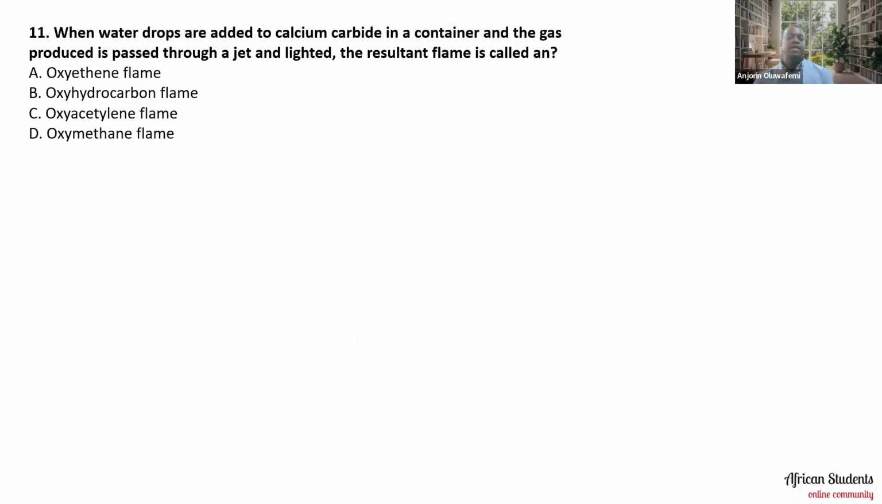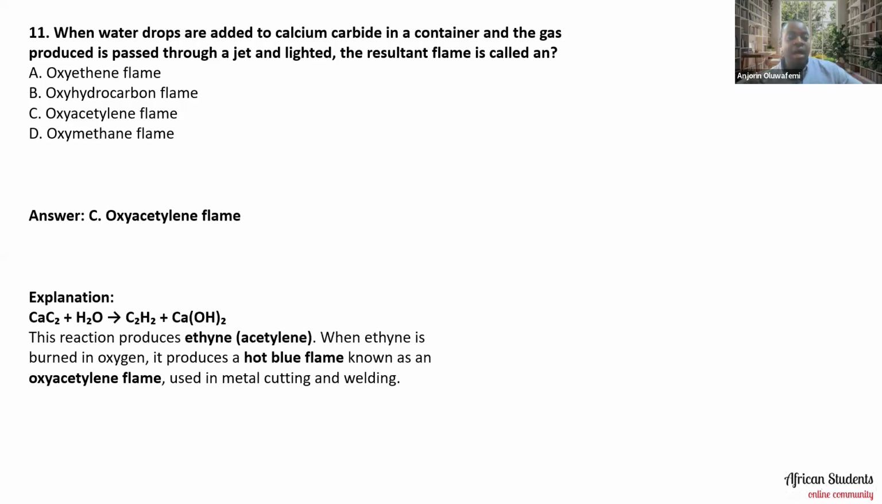When water drops are added to calcium carbide in a container and the gas produced is passed through a jet and lighted, the resultant flame is called A, oxyhexane flame, B, oxyhydrocarbon flame, C, oxyacetylene flame, D, oxymethane flame. The right answer to this is oxyacetylene flame.